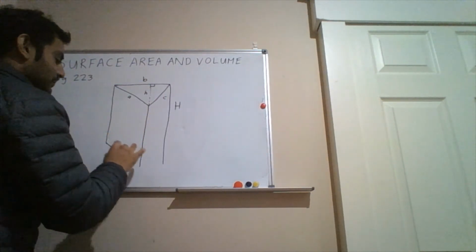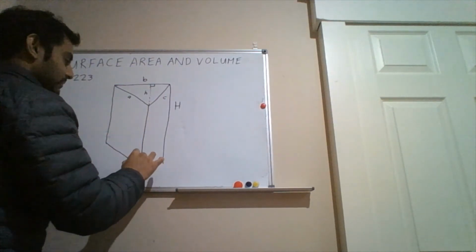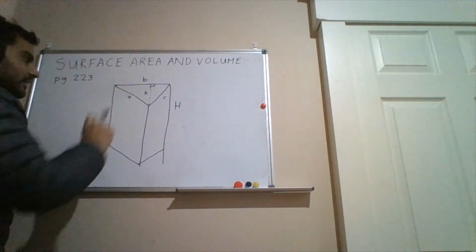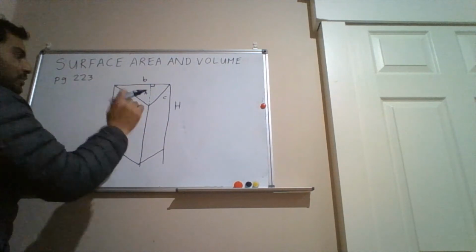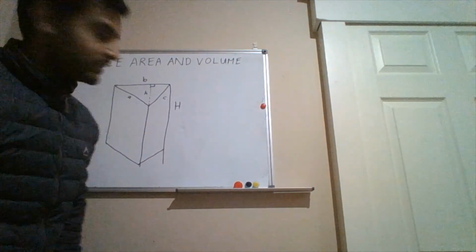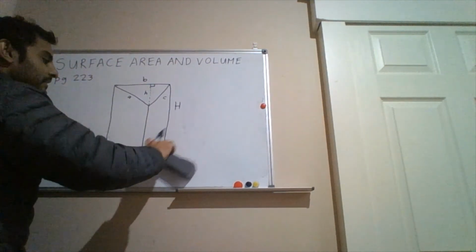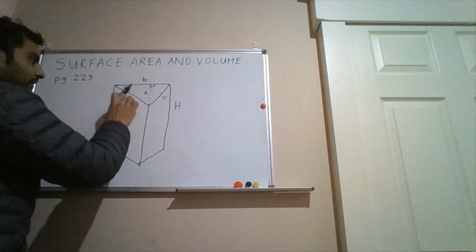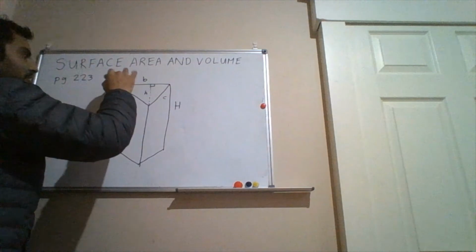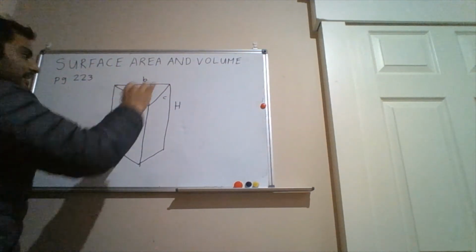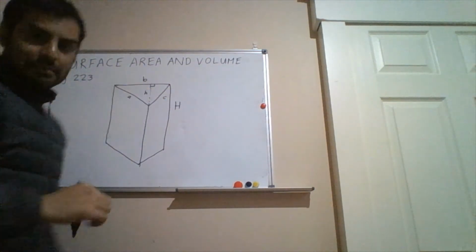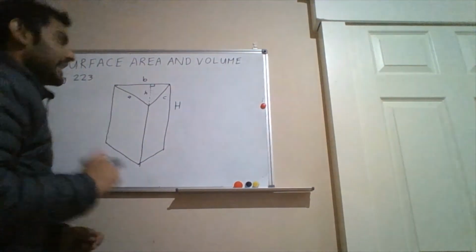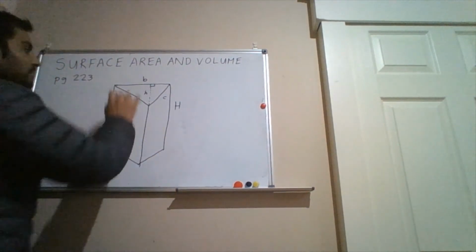Remember, we have another triangle at the bottom. So there's a triangle for our top and bottom, and in between there are 3 rectangles. In the picture, you can only see 2 of the rectangles, this one and this one, but remember there's another rectangle at the back for the side B. So now I'm going to calculate the areas of each of the faces.